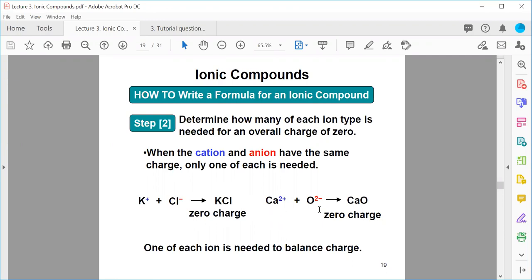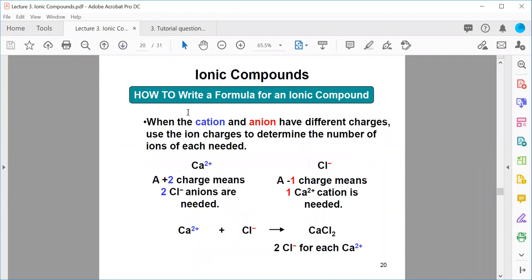Calcium, 2+, oxygen, 2 negative. So once again, only one of each required to form calcium oxide, 0 charge there. And another example, so this is when the cation and anion have different charges as they do here. So once again, calcium 2+, but chloride only has a single negative charge, so we need 2 of those to balance the charge on the one calcium.